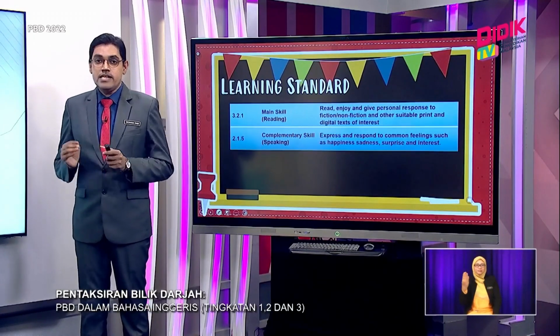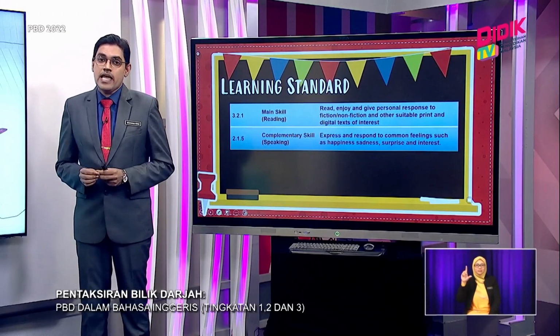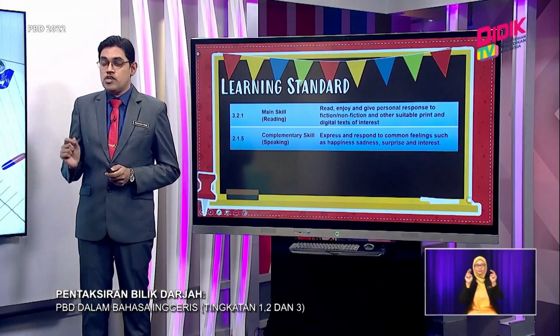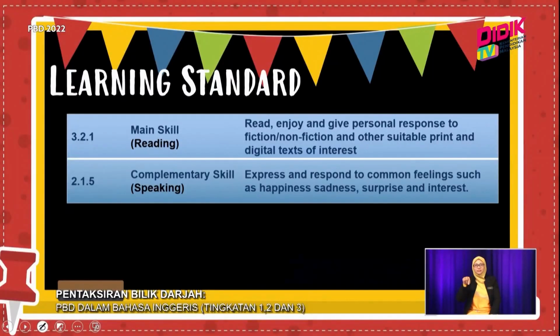Let us look at the learning standard for this lesson. The learning standard that we particularly need to focus on is 3.2.1, which is read, enjoy, and give personal response to fiction, non-fiction, and other suitable print or digital text of interest. Then, for the complementary skill, the learning standard is 2.1.5, where pupils would learn to express and respond to common feelings such as happiness, sadness, surprise, and interest.